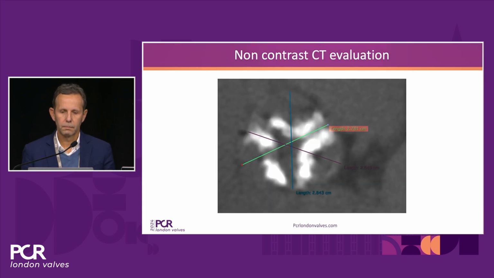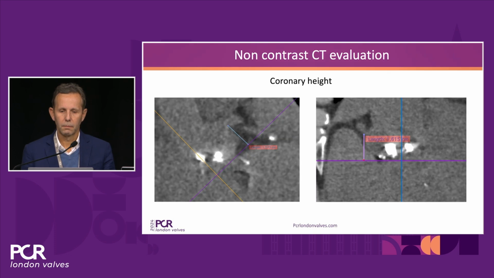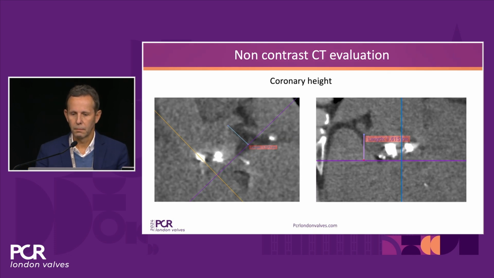In addition, for this non-contrast protocol, we use the non-contrast CT evaluation with the sinus of Valsalva diameter to decide which device and size to use. And as you can see here, it's 27, 28 millimeters, the sinus of Valsalva diameter, with very severe calcium in the leaflets. The coronary heights are very good, with the left of 13 millimeters and the right of 16.